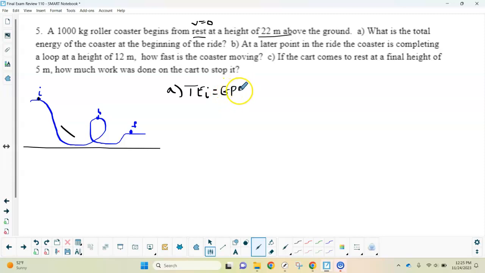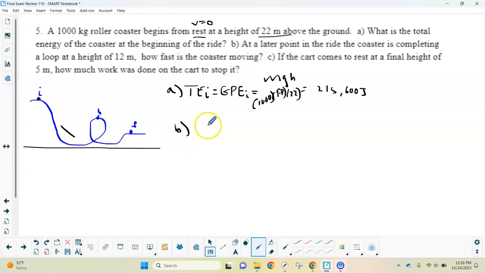No springs, no rubber bands, anything like that. So that's the gravitational potential energy initial. So it's just going to be mgh, which would be 1,000, so that's the mass. 9.8 is gravity. And then the height is 22. So when you put that in your calculator, it should give you a big number. It's 215,600 joules. So that's the answer to part A.